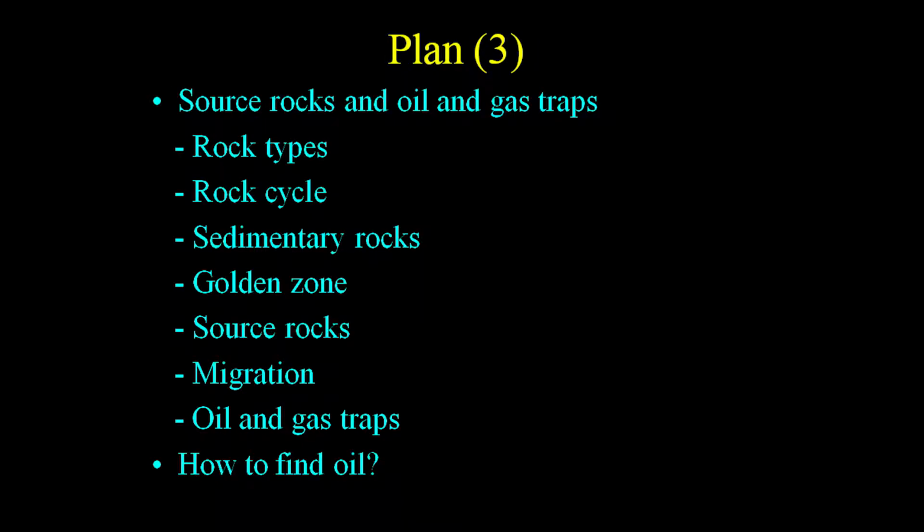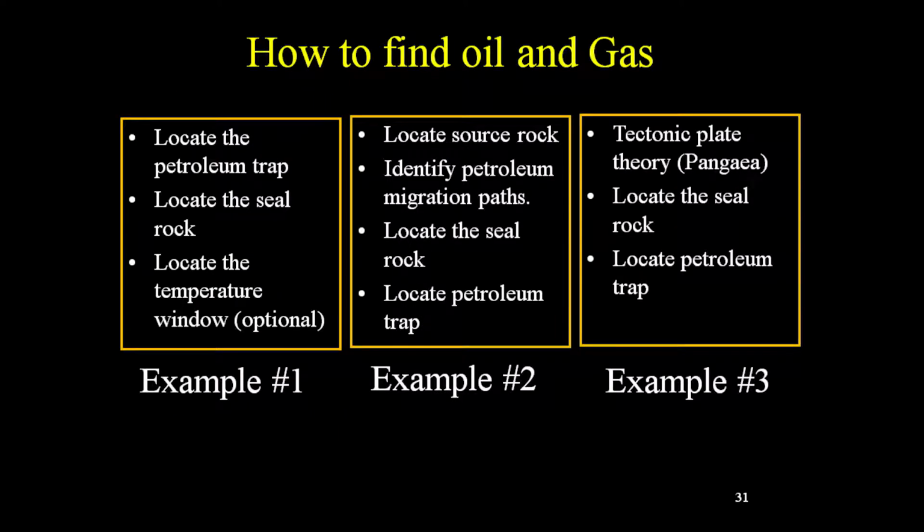So, how do we find oil and gas? One can use what you have learned in this class in various forms to find oil. Basically, we are talking about sill rocks, reservoir rocks, source rocks, petroleum traps, oil migration, temperature zone, and even plate tectonics, which we learned about in previous classes to find oil. Here are 3 examples. In one example, you find oil by locating the sill rock and locating the petroleum trap. Locating the source rock and golden zone are optional. However, your accuracy of finding oil is improved with their use.